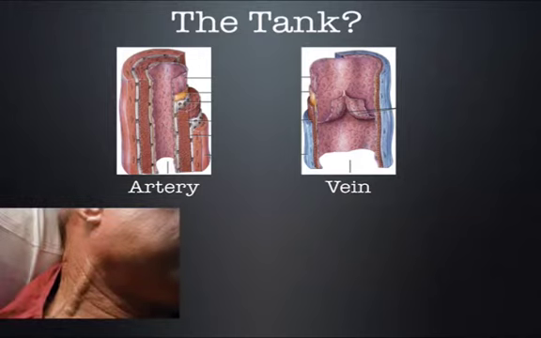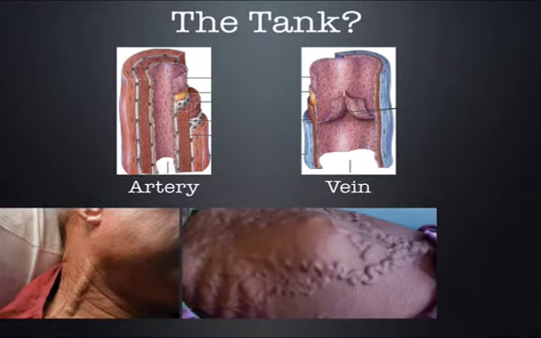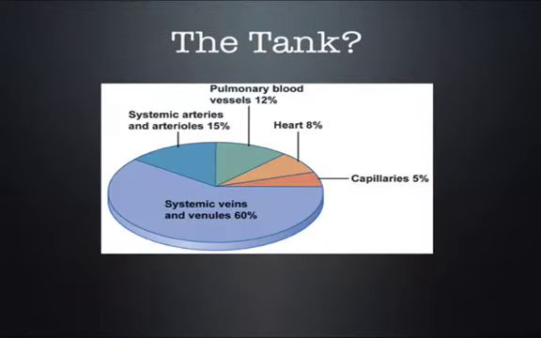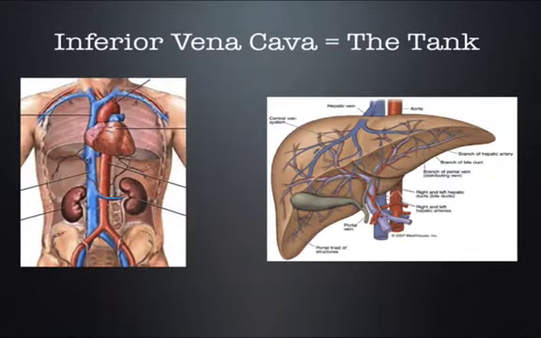So think about jugular venous distension. Think about a caput medusa, or you can think about varicose veins. All high pressure situations where that vein dilates up and holds more volume. Now, if you look at a little pie chart here, which I've put in, the systemic veins and venules hold approximately 60% of our circulating blood volume. So that's why we call the IVC the tank. All right.